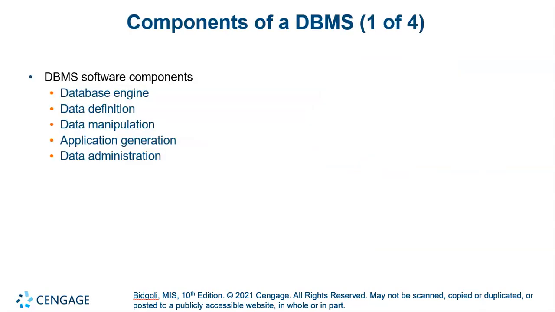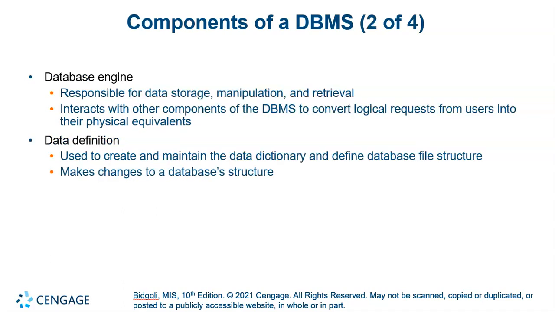We can really break a DBMS down into 5 software components. Your database engine is really the heart of the software. It's responsible for your data storage, manipulation, and retrieval. This really does convert your logical requests from the user into your reports by interacting with the different parts of the DBMS. Data definition is really defined as the standard commands through which the data structures are defined.